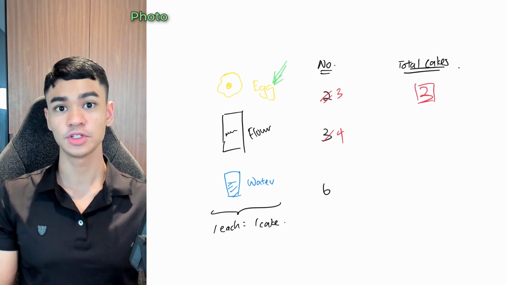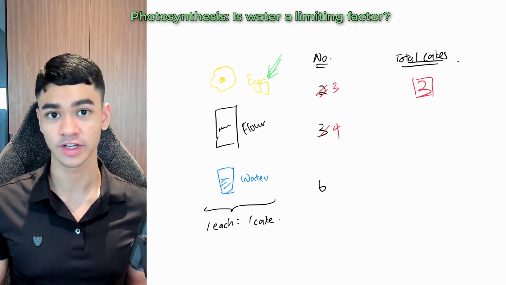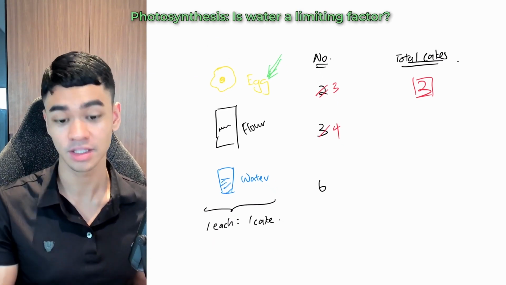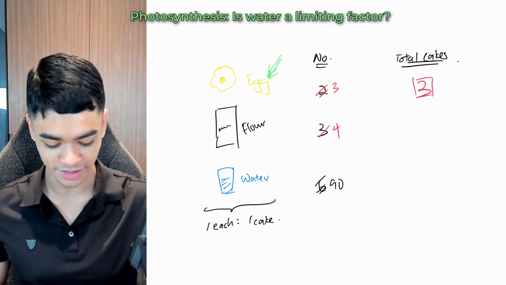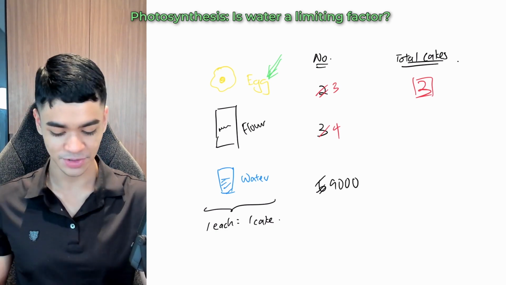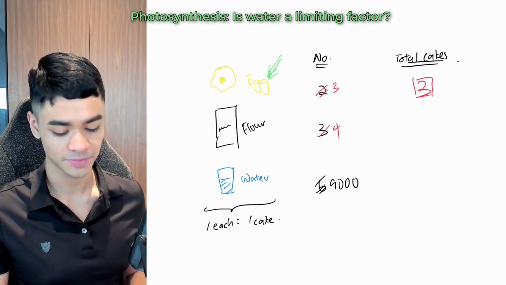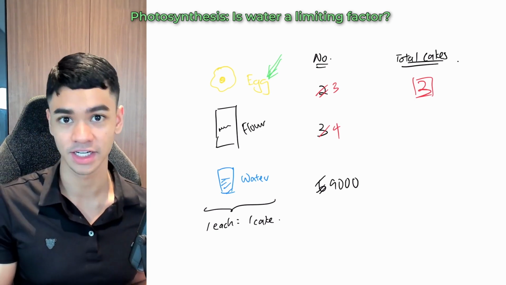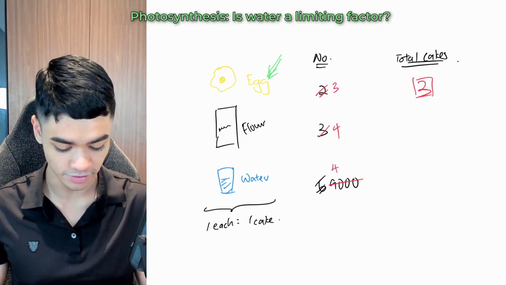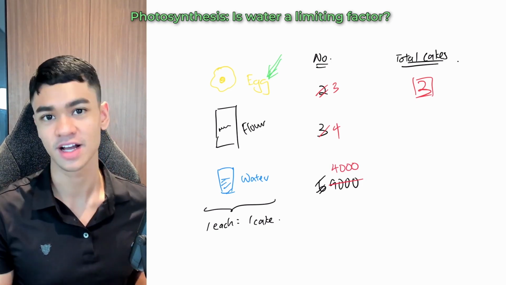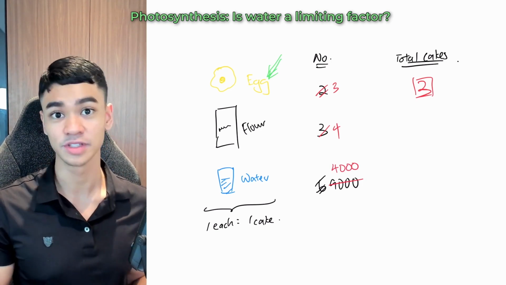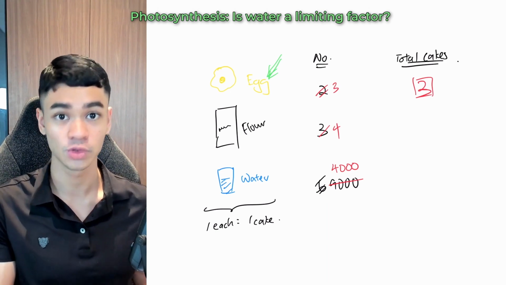limiting factor. Did you know that water is not a limiting factor in photosynthesis? Here's why. Imagine that in this cake making analogy, right? I have over 9,000 cups of water. So if I have so much water, even on a day where the plant is dehydrated, let's just cut this number in half. Like maybe now there's 4,000 cups of water. Now, would it affect how many cakes I can make? Absolutely not, right? Because water is in such huge excess.